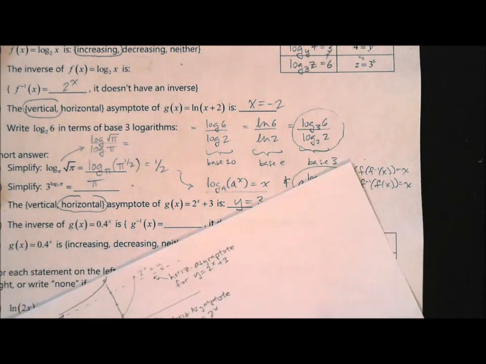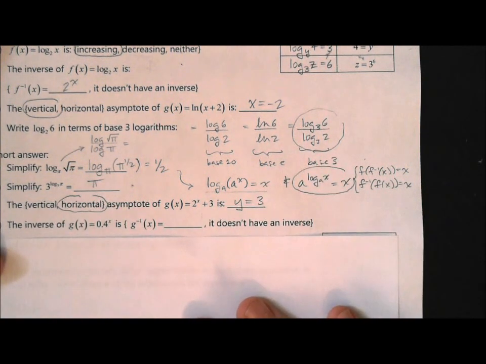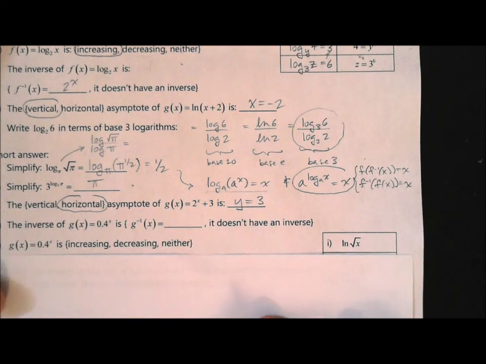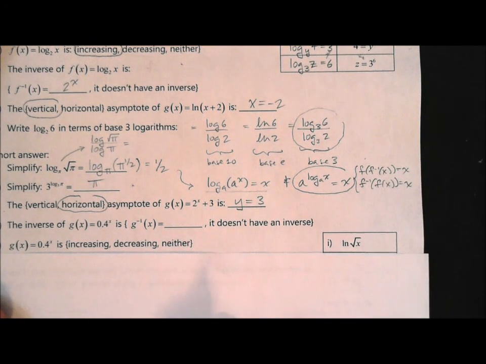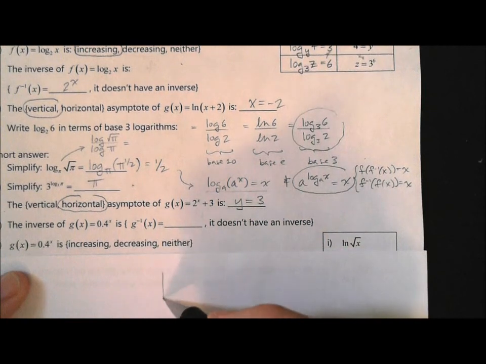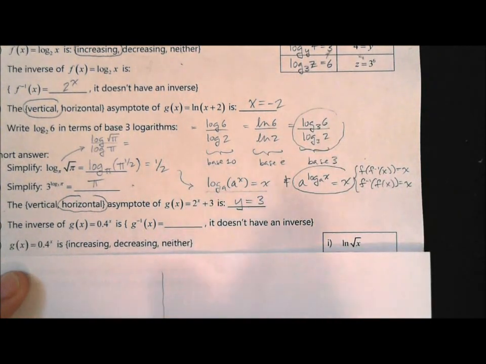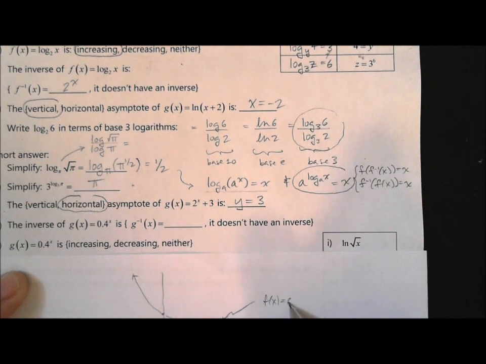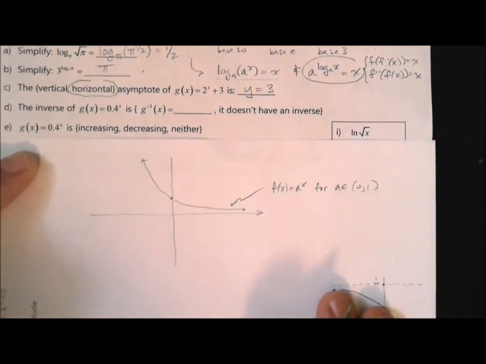And we have some questions now about 0.4 to the x. What is its inverse, and is it increasing or decreasing or neither? Okay, so again, generically it's nice to have maybe a picture in your head of what an exponential function looks like whose base is between 0 and 1. It looks like this. This would be a graph, for example, of f of x equal a to the x for a in the interval 0, 1. That's the interval 0, 1, not the point. Okay.